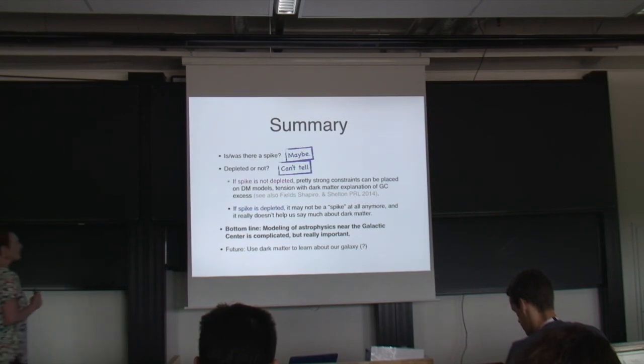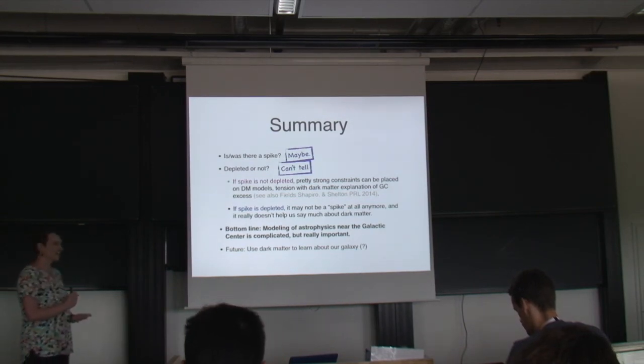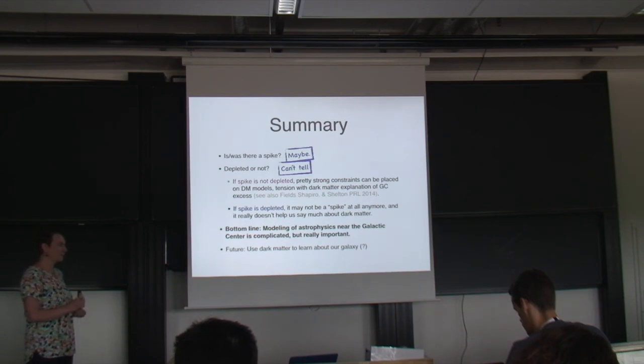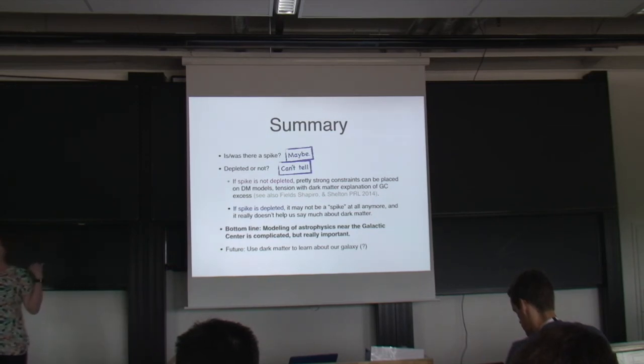So the bottom line is that modeling of the astrophysics near the galactic center is complicated, but it's really, really important in terms of using these tools. And I think in the future, hopefully we will know something about dark matter, and then we can probably use it to say at least broad things about what the dark matter distribution at the very center of the galaxy looks like. Thank you.